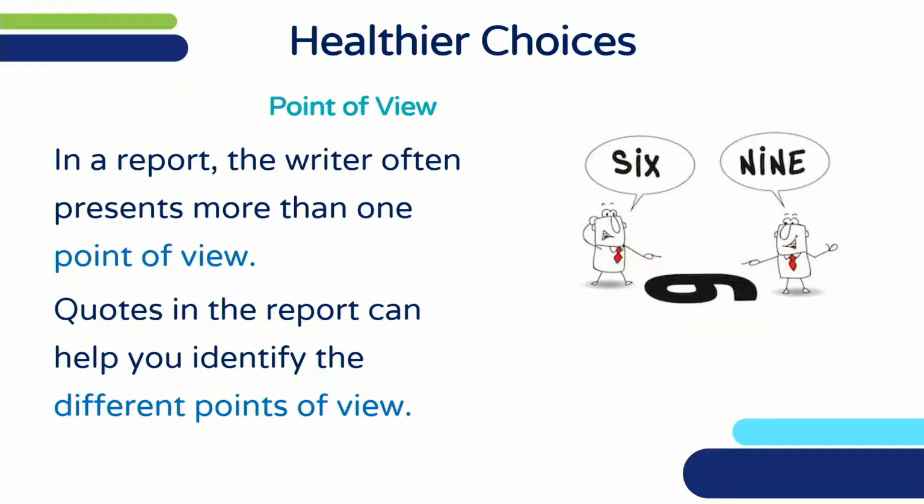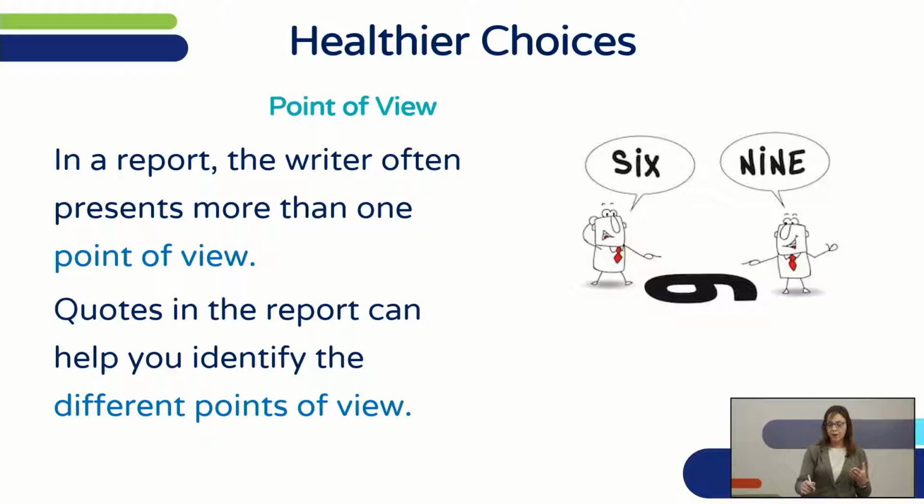So now we are going on a break, but after the break, we're going to talk about a point of view. In a report, usually, the writer presents more than one point of view. Quotes in the report can help you identify the different points of view. What do you mean by points of view? For example, here we have this cartoon. This guy thinks it's a 6, the other thinks it's a 9, and each has his reasons. So this is a point of view.